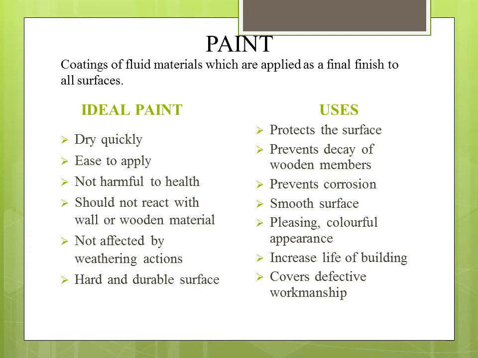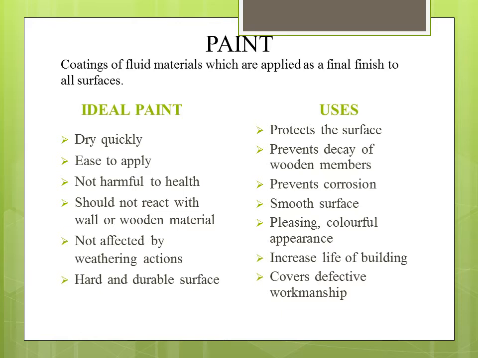First one is, what are the characteristics of an ideal paint? It should dry quickly. It should be easy to apply and cover large surface areas. It should not be harmful to health. It should not react with wall or wooden material. The paint should not be affected by weathering actions of the atmospheric agencies, and it should be hard and durable. These are the characteristics of an ideal paint.